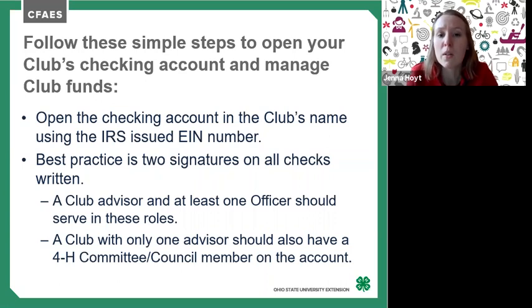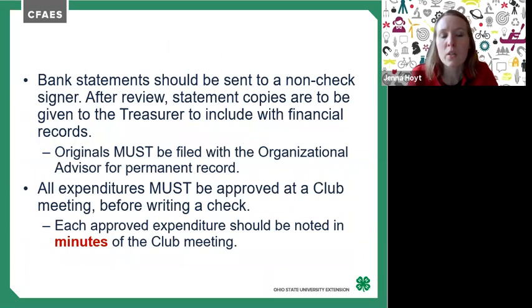So we encourage you to have 1 advisor at least and 1 youth officer as well to be signing the checks. In a case where you only have 1 advisor in a club, we encourage you to have a 4-H committee or council member on the account as well. In regards to bank statements, the bank statements should be sent to a non-check signer for review of those, and then copies should be given to the treasurer to include with the financial records. The originals should stay with the organizational advisor.